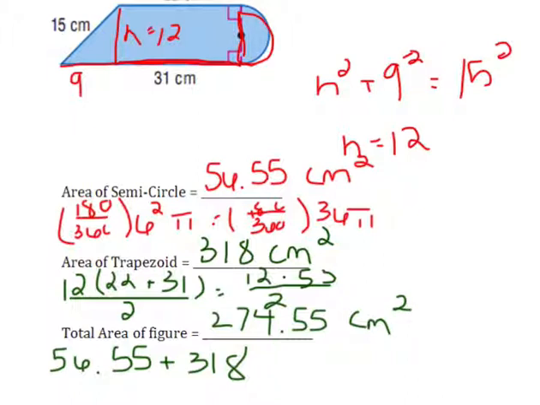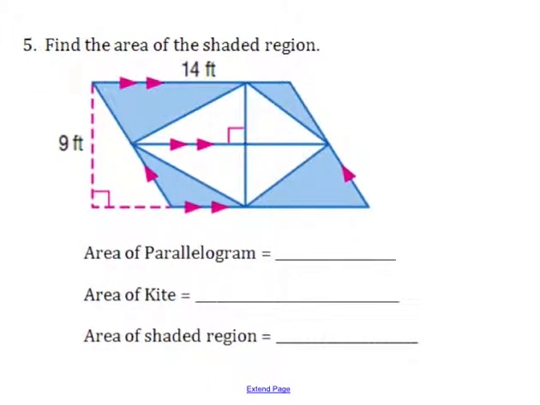Next, let's take a look at number 5. So for number 5, we want to find the area of the shaded region. So the first thing we're going to do is calculate the area of a parallelogram. Now remember, the parallelogram is just base times height. So to get the area of the parallelogram, you're just doing 9 times 14. So the area of a parallelogram is 126 feet squared. Something I might suggest to you is to have notes 1, 2, 3, and 4 out while you're doing these composite figures, so you don't have to have all of those formulas memorized.